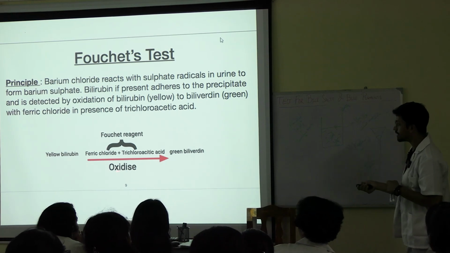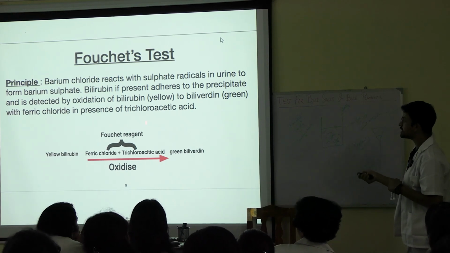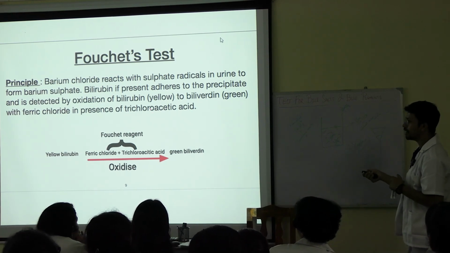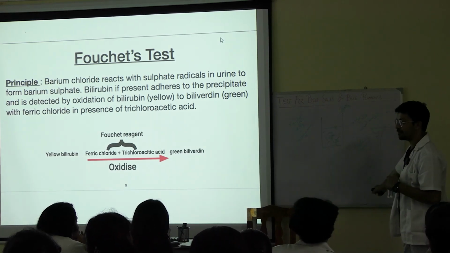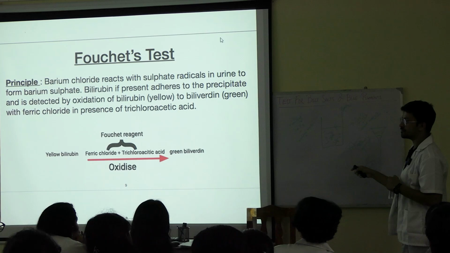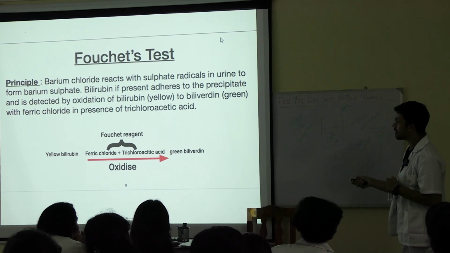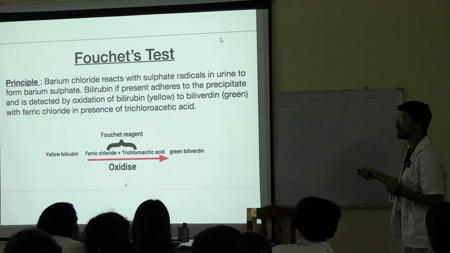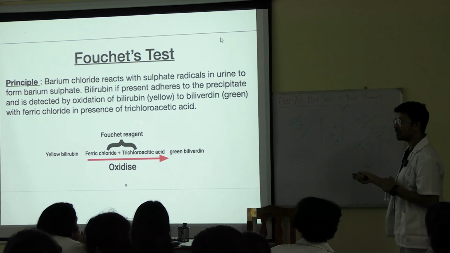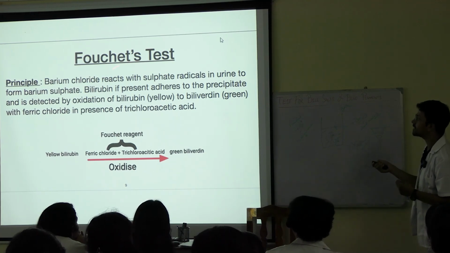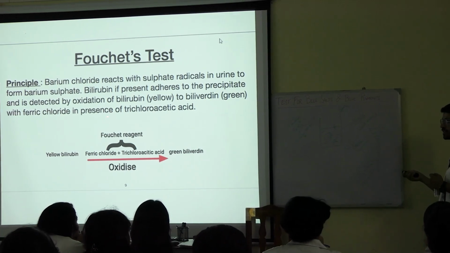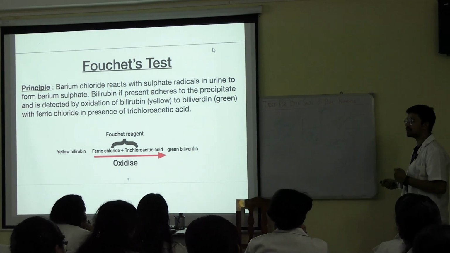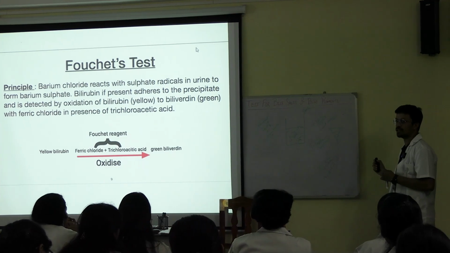Oxidation is done, see over here, the oxidize. Okay, the Fouchet reagent is oxidizing what? The bilirubin. It's oxidizing the bilirubin and forming biliverdin, and the color changes there. And this thing written over here, in the presence of the ferric chloride and the trichloroacetic acid, that is the Fouchet reagent. Okay, anybody has any difficulties understanding the principle now? That has been broken down, I guess. If anybody has any difficulties or any query, please raise your hand and ask.